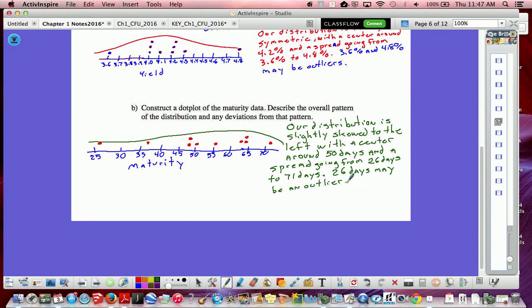All right, are we okay with dot plots? Not too hard, just a little bit of busy work. Lots of times when you have data sets, in our case we only had about 10 points, it's pretty quick to be able to do. All right, let's go to the second page with stem plots.